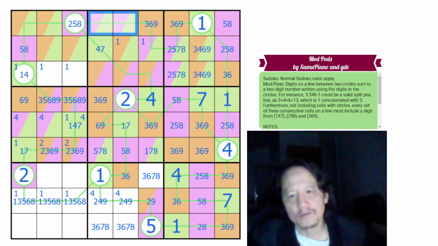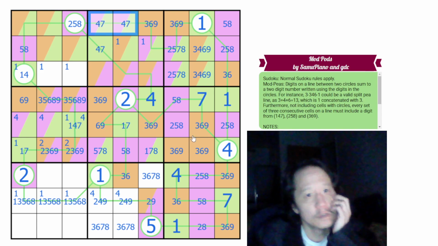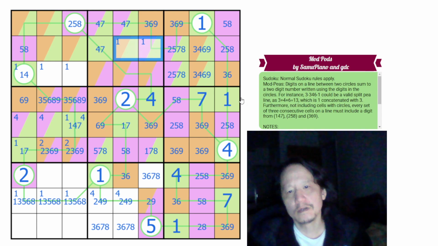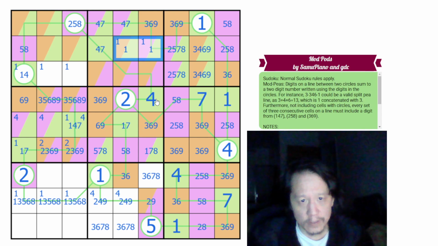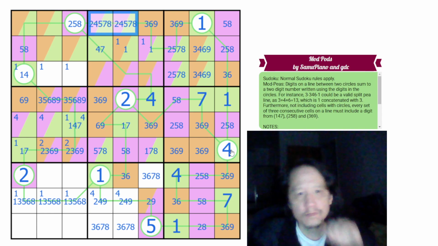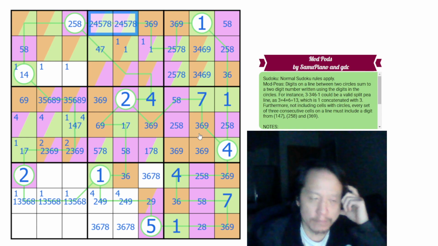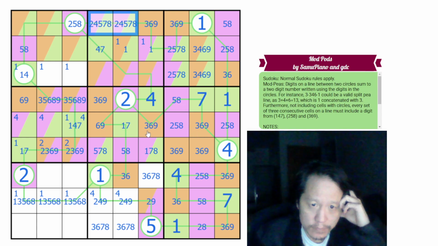This is 4 or 7. One of these is 4 or 7. So the rest of 4 or 7 cannot be here. So this would be 1. Obviously, this is 2, 5, or 8. So either this is 5 or this is 5, but we're not really told much.